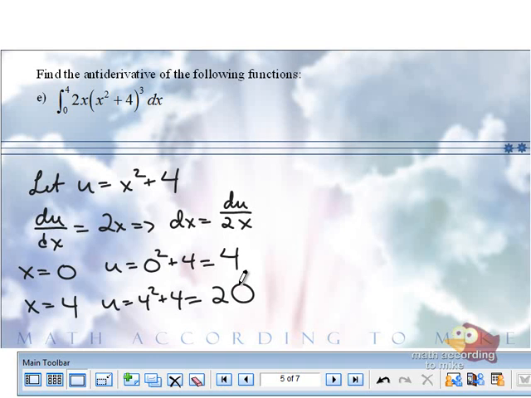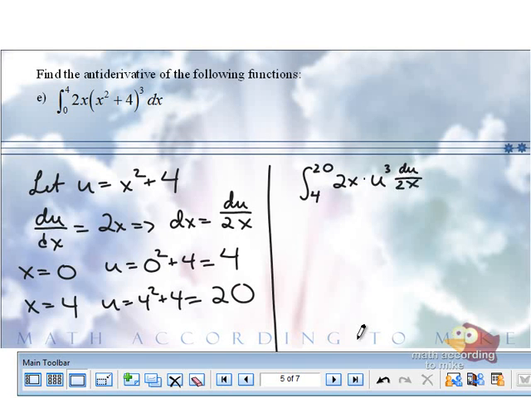So the method I'm teaching you is you change everything to u's. Okay. So that makes our new integral. Instead of the integral from 0 to 4, we now have the integral from 4 to 20 of that 2x we keep around times what? u cubed. And then our dx is du over 2x.